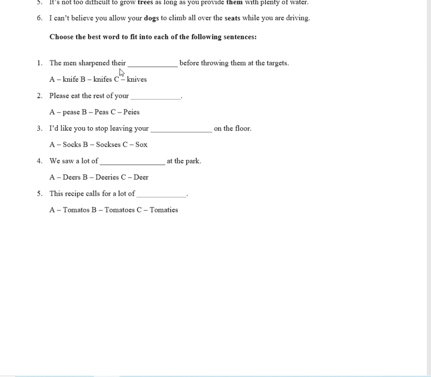Sharpened their. So when I say sharpen their, it means they will sharpen many knives. So what is the spelling of knife? K-N-I-F-E, knife. Singular form is K-N-I-F-E. So you think the rule of changing FE into plural? That is FE changes into VE first and then we add S in the plural form. So the men sharpened their knives before throwing them at the targets.